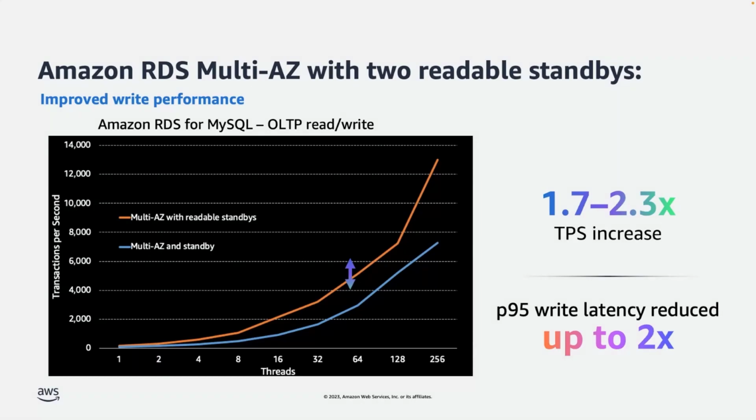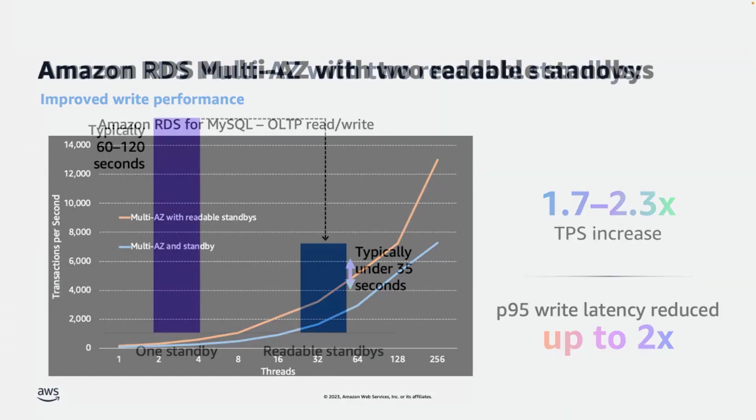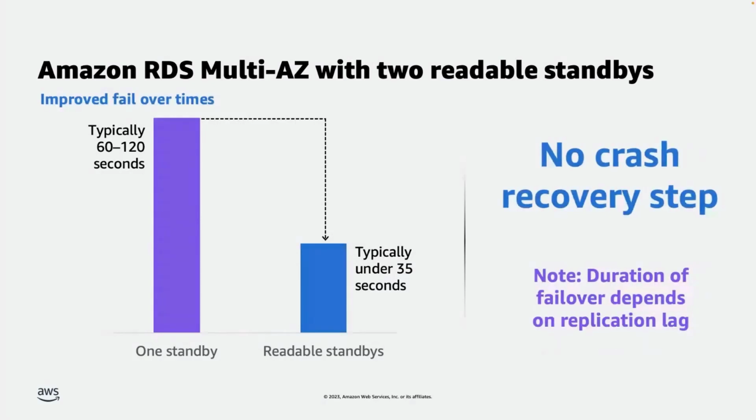We also observed P95 write latency reduced by about 2.5 times. So basically, the write performance of your application would really increase when we are using the multi-AZ with 2 readable standbys. And another advantage with multi-AZ DB cluster is the failover times. With 1 standby instance, typically, when a failover happens, you would see 60 to 120 seconds because it has to go through the database recovery process, and then it has to bring the DNS changes and updates, and then it has to be served to the application.